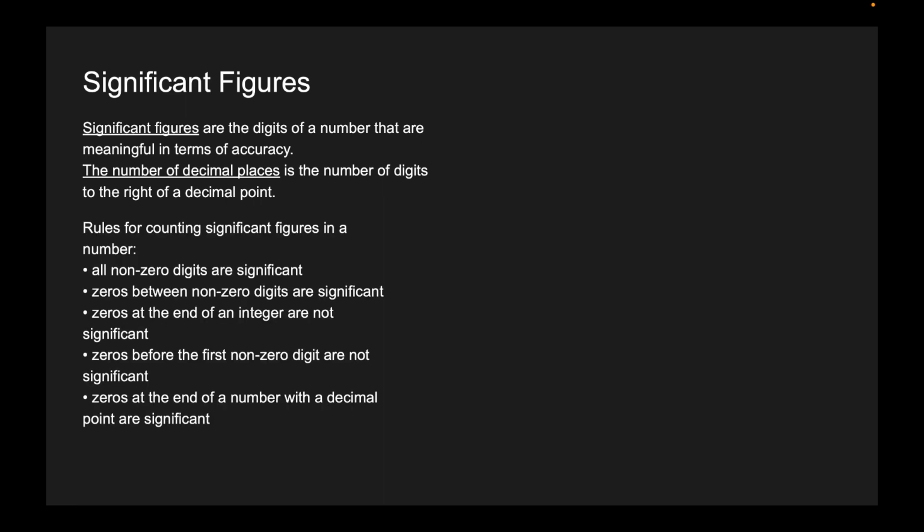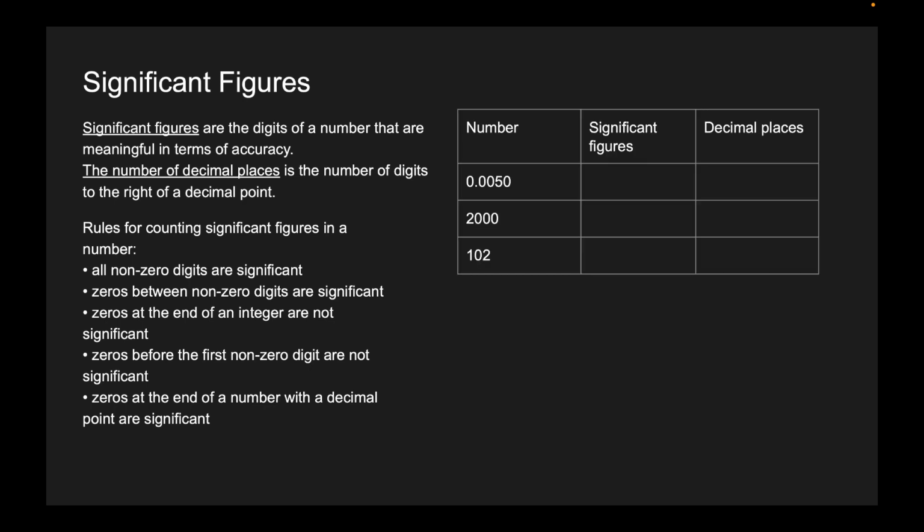All non-zero digits are significant, zeros between non-zero digits are significant, zeros at the end of an integer are not significant, zeros before the first non-zero digit are not significant, zeros at the end of a number with a decimal point are significant. Let's practice. Here are the numbers, and you should identify the correct amount of significant digits and decimal places.